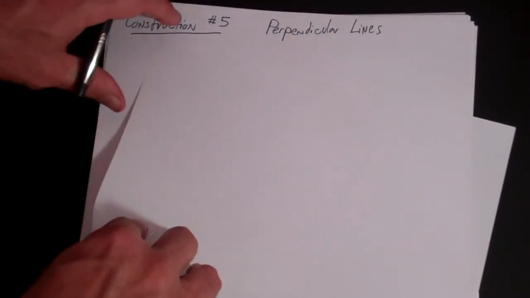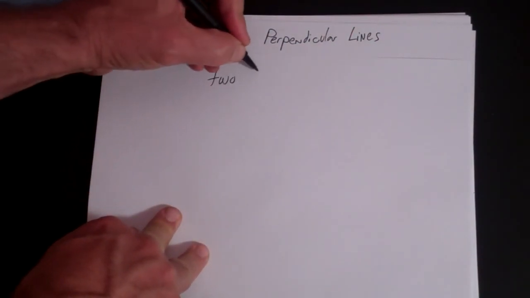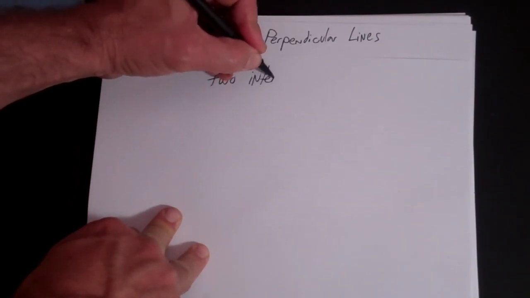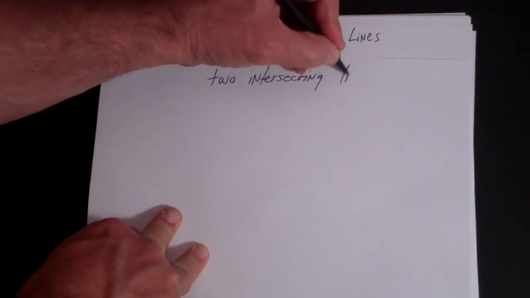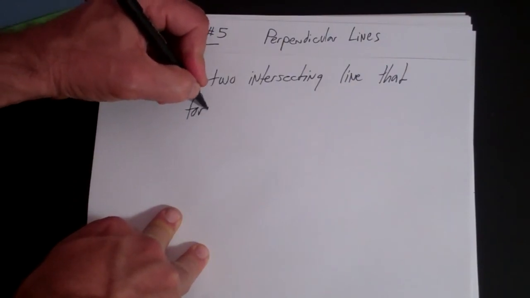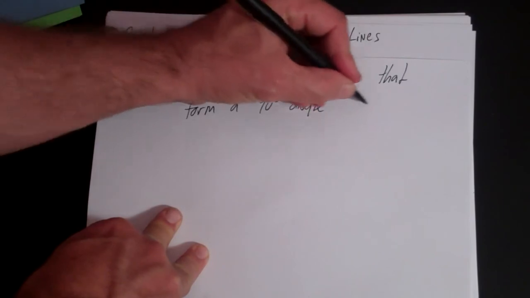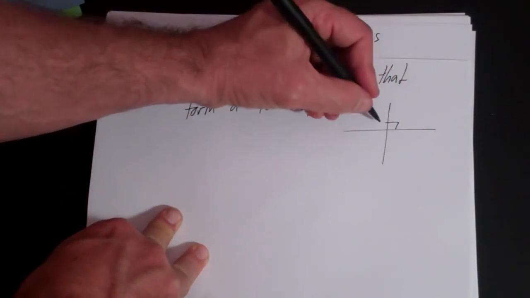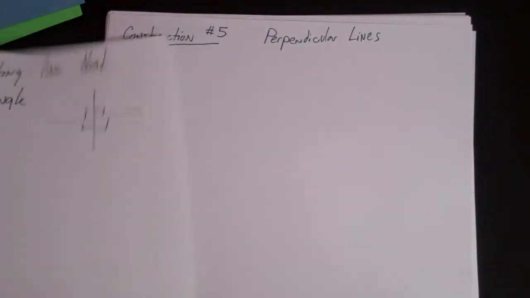So now the next step we want to do is perpendicular lines. Remember what perpendicular lines are. Perpendicular lines are two intersecting lines that form a 90-degree angle. It turns out that if they form one 90-degree angle, they'll end up forming four 90-degree angles.